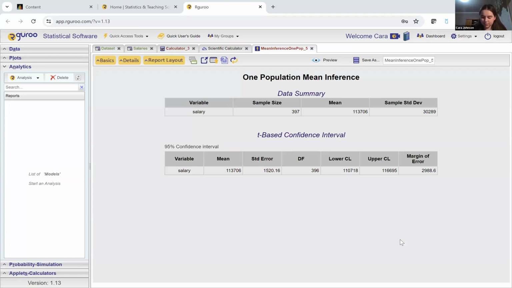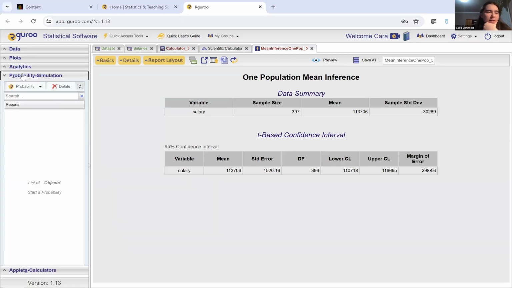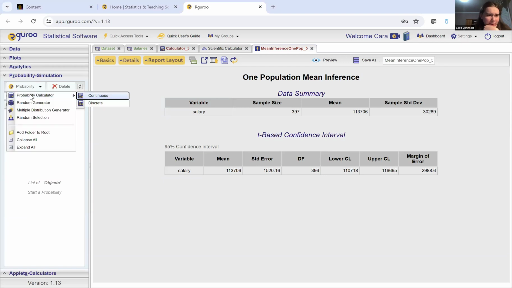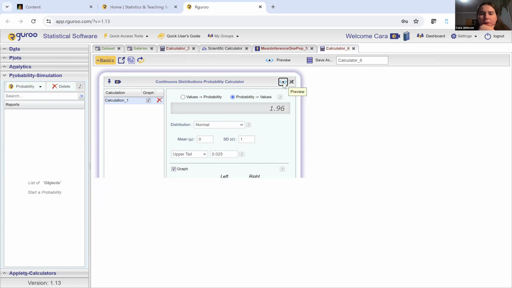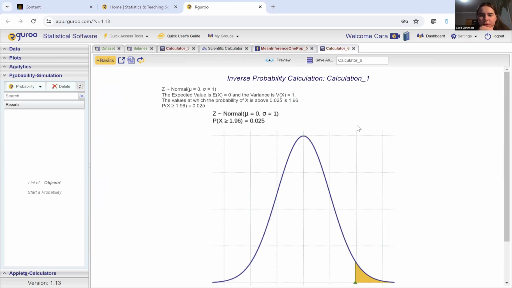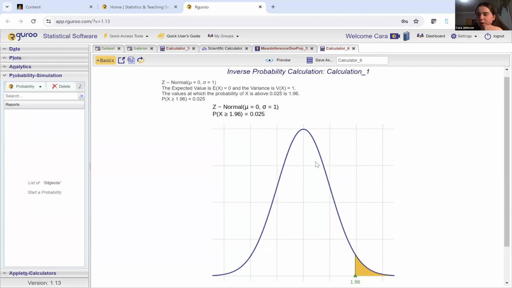So you're going to go to the probability simulation, probability calculator, and continuous. Normal is fine. Keep this as is. It's going to be an upper tail of that alpha over 2 we calculated, which is 0.025. Hit check graph, hit the eyeball, and then you get 1.96, and you can screenshot this and put it into the document.